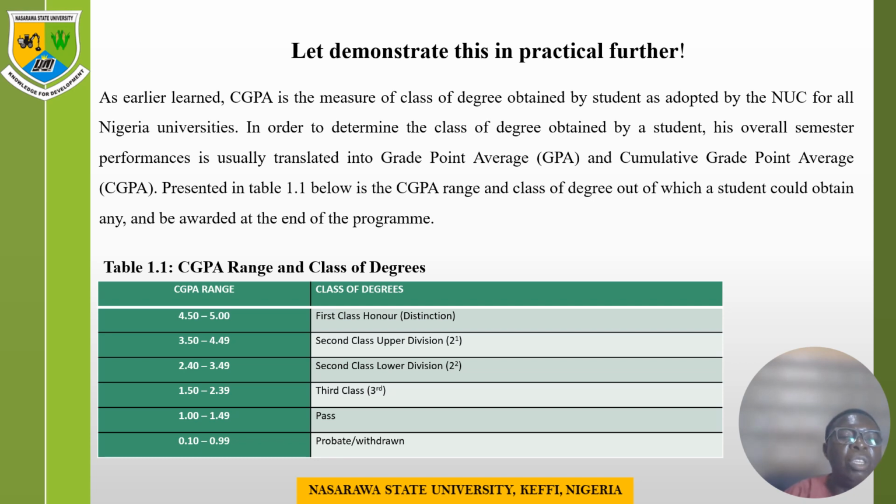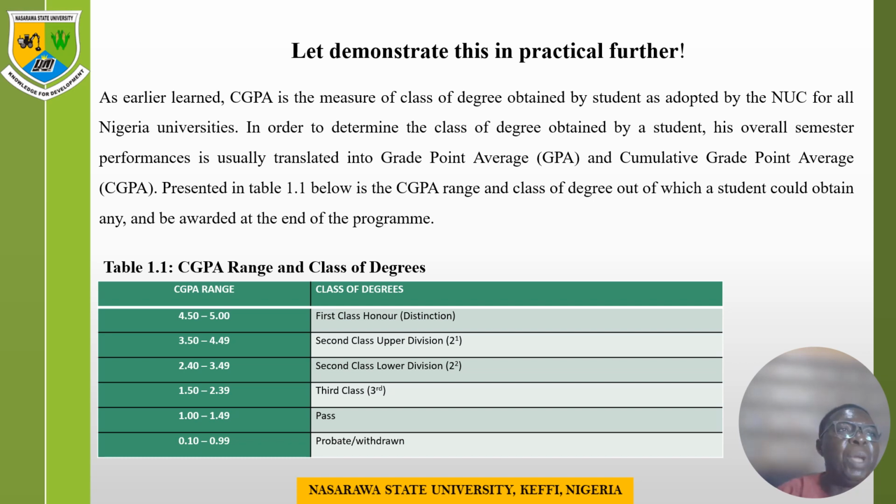While the third range, 1.50 to 2.39, is the third class, and the second to the last is 1.00 to 1.49, which is the pass degree if a student falls within this range. So the last is 0.10 to 0.99. For students in this category, a class of degree is not available. The student is either on probation or withdrawn, as the case may be.